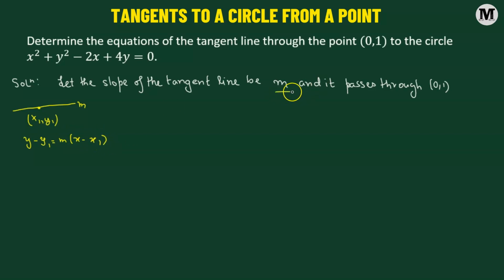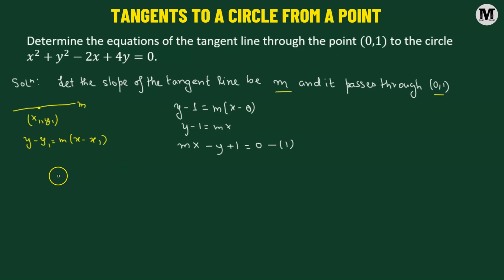Now in our case, we have already defined the slope of the tangent line, that's m, and it passes through the point (0, 1). So its equation is going to be y minus y1, so y1 will be 1 here, equals m times (x minus x1), so that's 0. So we get y minus 1 equals m times x. Let's write it in the general form. So we have mx minus y plus 1 equals 0. We're going to label this as equation number 1. We keep this equation aside for the time being.